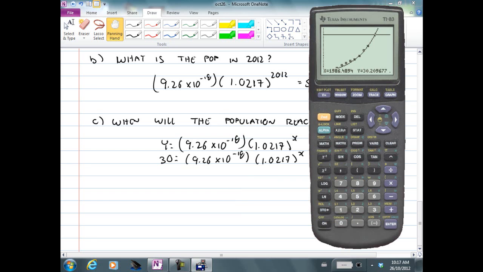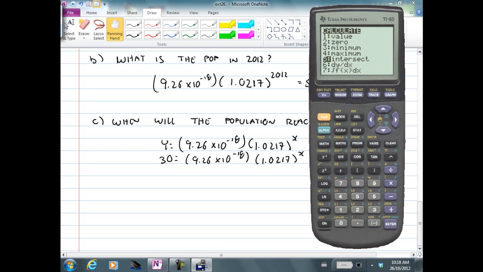1984, I can play 1986. But the problem is this, we're guessing. So there has to be a more precise way of figuring this out. And this is your last function you need to know how to do. This is called the intersection one. Go second, calculate. And there's something called, go to number 5, intersect. Intersect means it will find exact coordinates. Ready? Second, trace right now. And there's that intersect key right there.